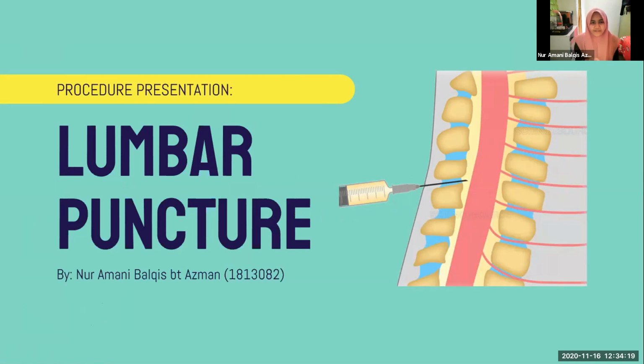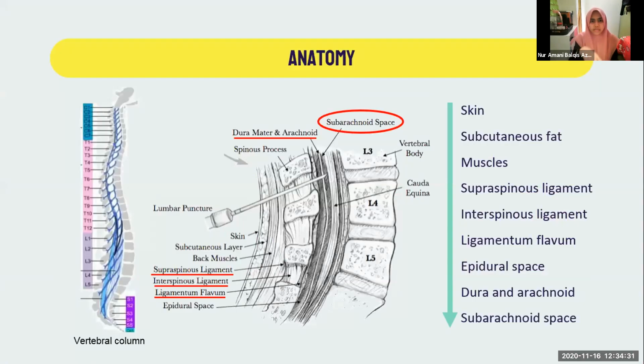Assalamualaikum and good afternoon, Dr. Fadzil and fellow friends. So today I will proceed on lumbar puncture. It is a procedure in which we insert a needle into the subarachnoid space. Before we discuss further, let's briefly revise the anatomy of the spinal cord. Here we have our vertebral column. We have 7 cervical, 12 thoracic, 5 lumbar, and also sacrum and coccyx. Within the vertebral column, we have the vertebral canal in which the spinal cord lies.